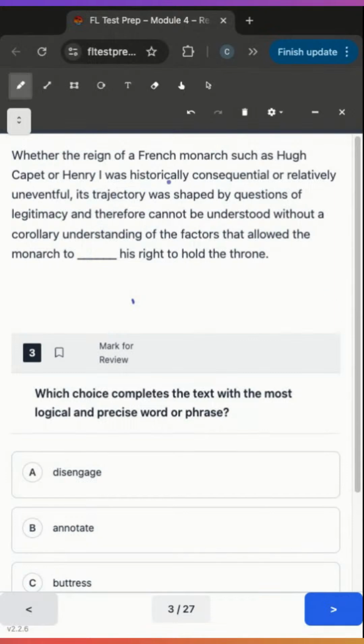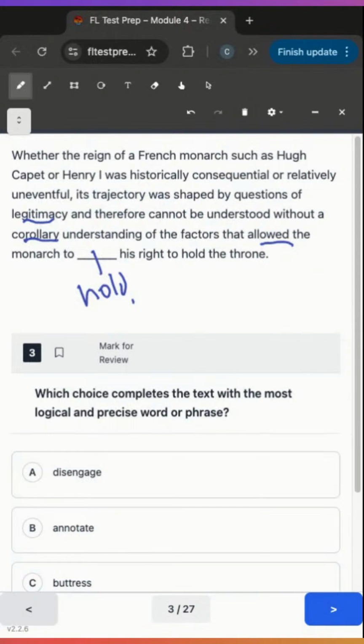Whether the reign of its trajectory was shaped by questions of legitimacy, and therefore not corollary. So corollary, if us going to get correlation, something happening at the same time or needed to happen as well. Understanding of factors that allowed the monarch to, and I'm going to put hold his right to the throne because just my stomach's telling me that's my prediction.